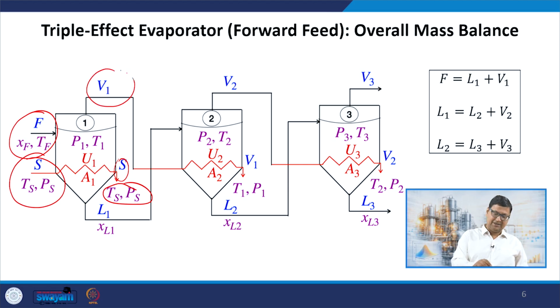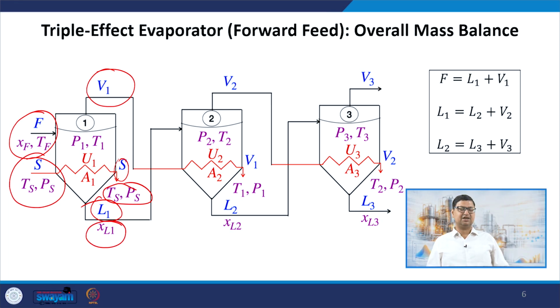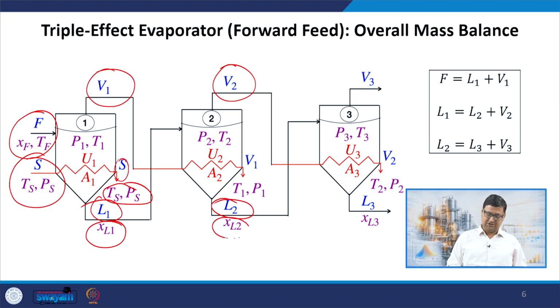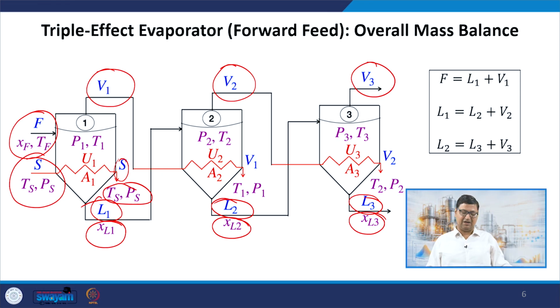Okay. So, now the vapor that is coming out, let us say it has a mass flow rate of V1, liquid mass flow rate L1, and XL1 is the mass fraction of solute in the concentrated product coming from the first effect, and that becomes the feed to the second effect. And similarly, V2 is the vapor leaving the second effect, L2 is the liquid leaving the second effect, and XL2 is the mass fraction in there. And similarly, V3 is the vapor from the third effect, and L3 is the liquid from the third effect, the final product, and XL3 is my mass fraction of solute in the final product, right.